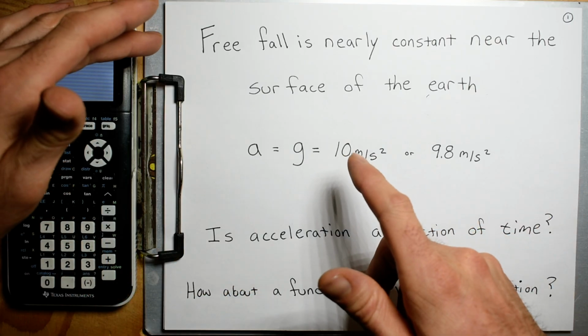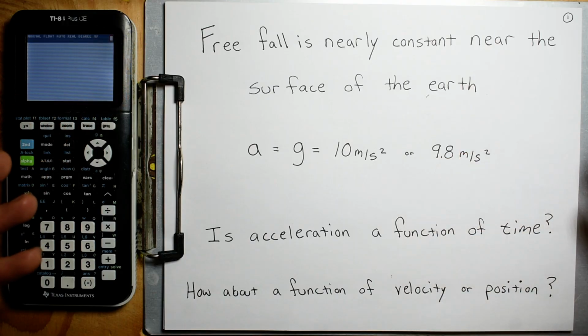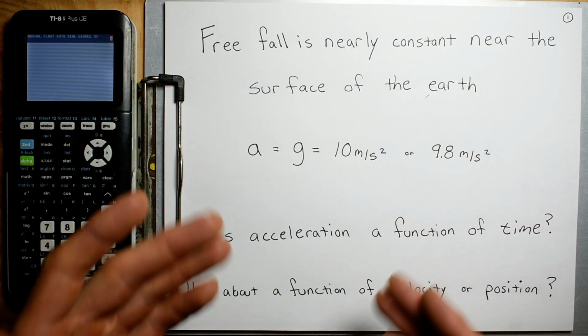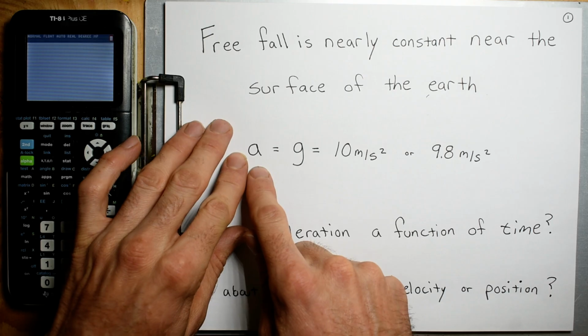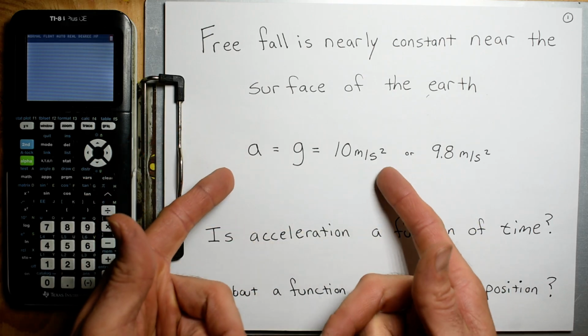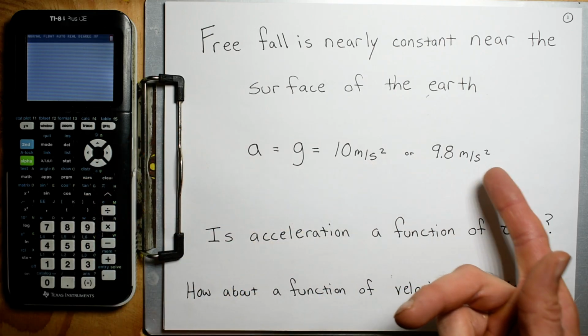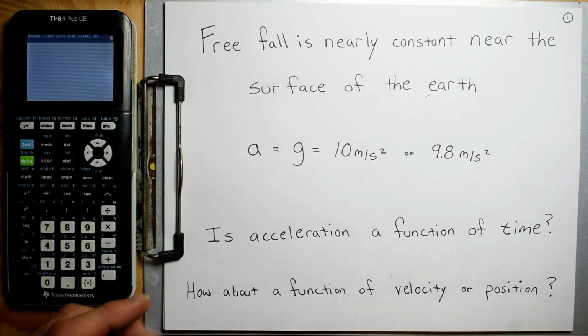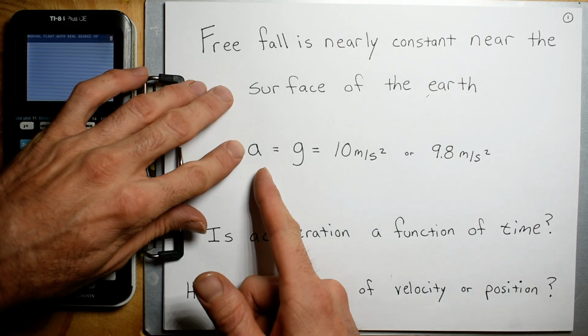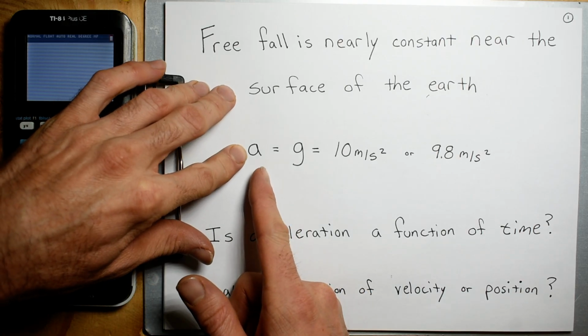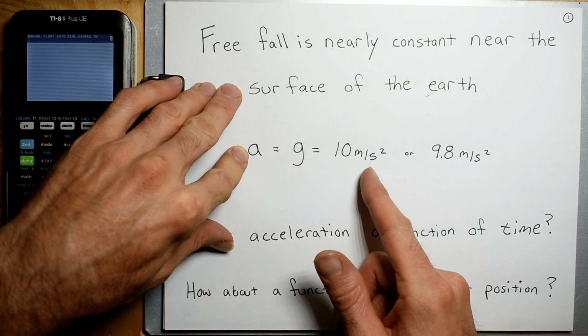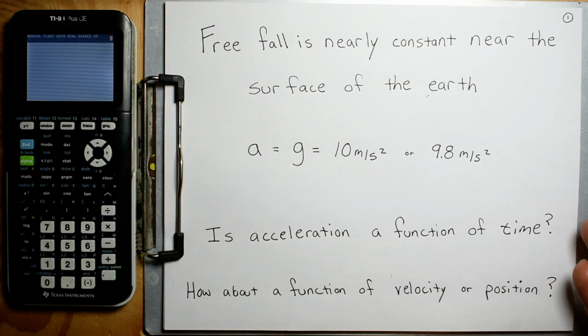So free fall is nearly constant near the surface of the Earth. We have an equation that says acceleration is close to 10. I'm just going to use 10 for this, 9.8, whatever. But now the question is, is acceleration a function of time, given that it's constant?